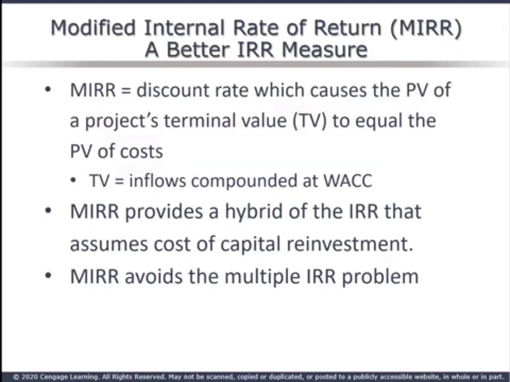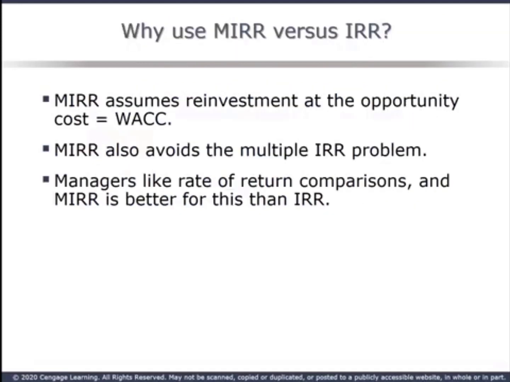A solution to both the reinvestment assumption and the multiple IRR issue is to use the modified internal rate of return. The formal definition is on this slide, but it'll be more useful to see the chart. As the slide states, modified internal rate of return actually allows reinvestment at the opportunity cost. It also avoids the multiple internal rate of return problem. Since managers like a rate of return for comparisons, MIRR is better.